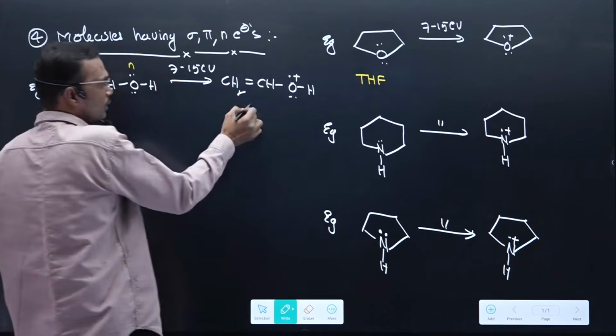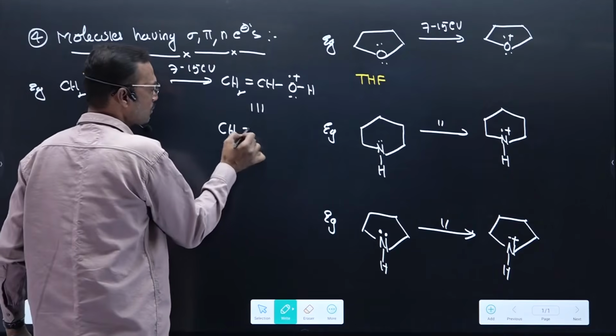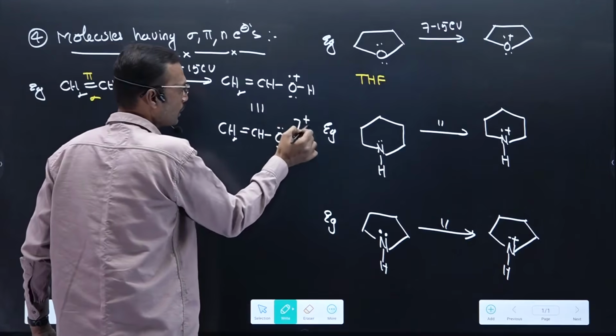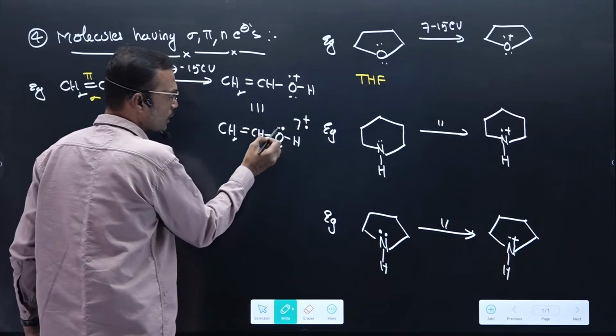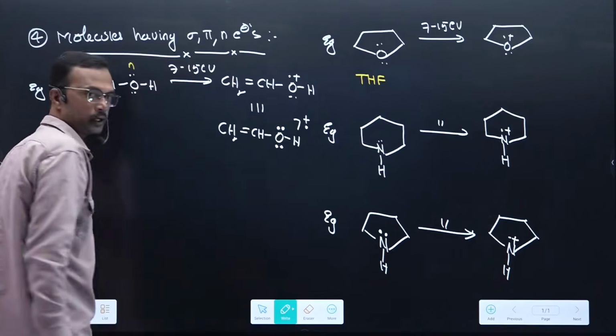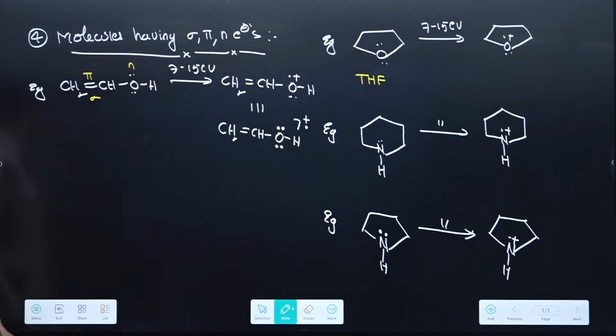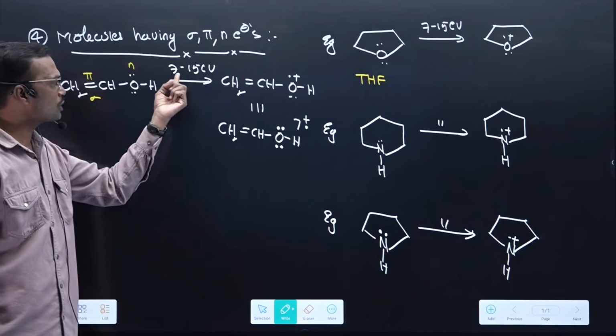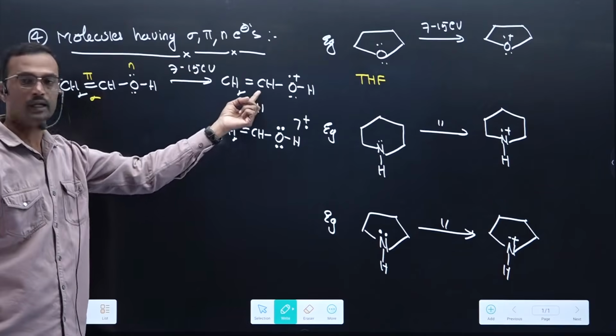So when this molecule is given in the exam, they will give it like this only. This is OH, here lone pair, here radical cation. They will give 2 electrons here, like this only they will give, but don't think that an electron is present. Actually it is a molecular ion. Clear? If they give this molecule, by applying 7 to 15 electron volts, you need to write like this.